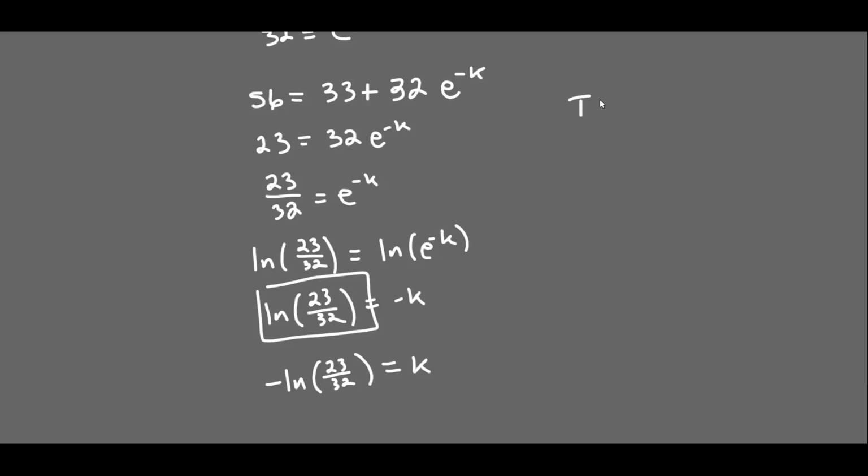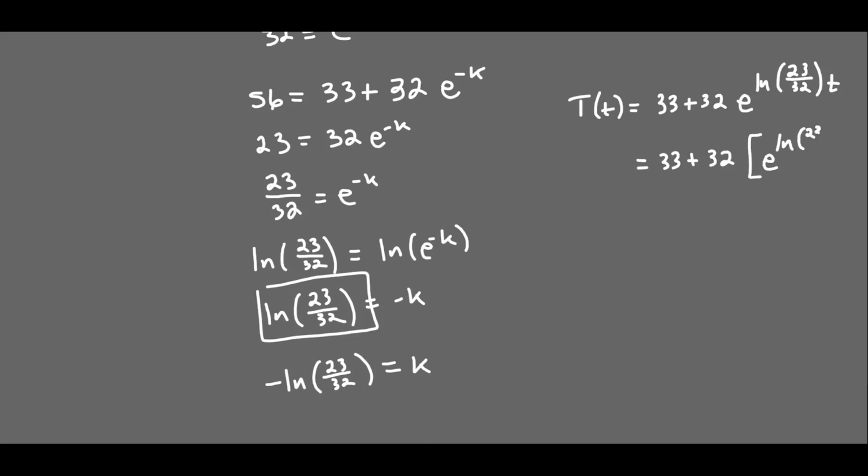So T of little t, right, that's going to be 33 plus 32 e to the natural log 23 over 32 t. And that is the same thing as, because these are multiplied, e to the natural log 23 over 32 all raised to the t. And now this e and natural log will cancel out. So this is 23 over 32 raised to the t.